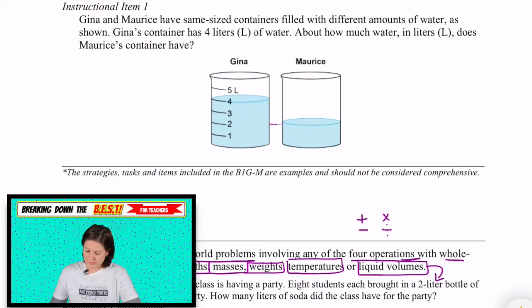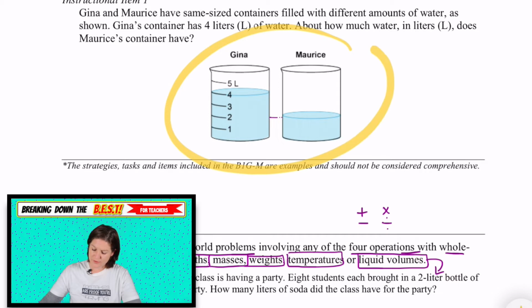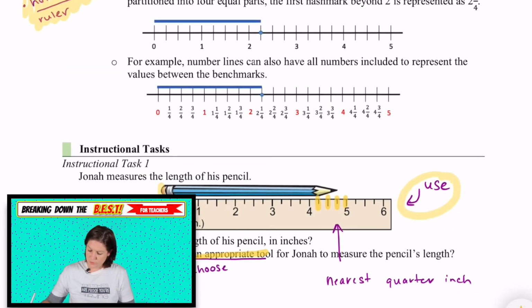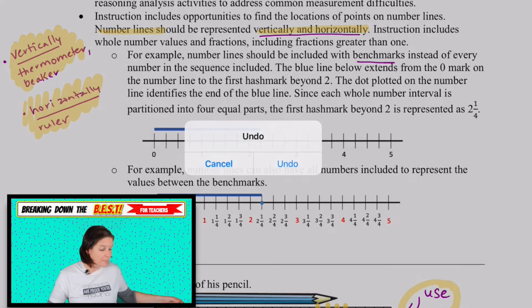Okay, here's an item involving liters. I think we've seen this before with the Common Core standards in the past, a very similar one. So we're using what we know in Gina's beaker to figure out what we're missing, what is not being labeled in Maurice's beaker right there. Okay, so definitely take a look at that. All right, so measuring using a ruler, measuring liquid volume, measuring temperature.